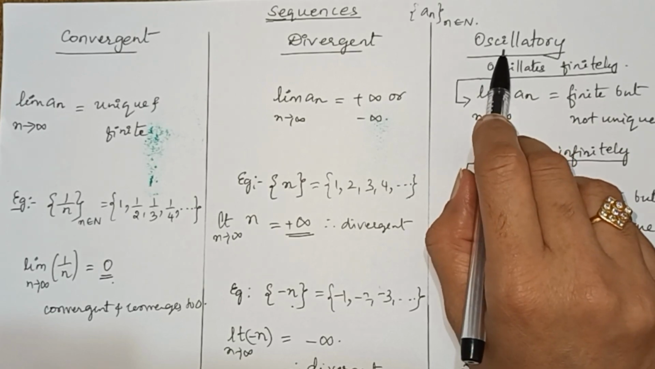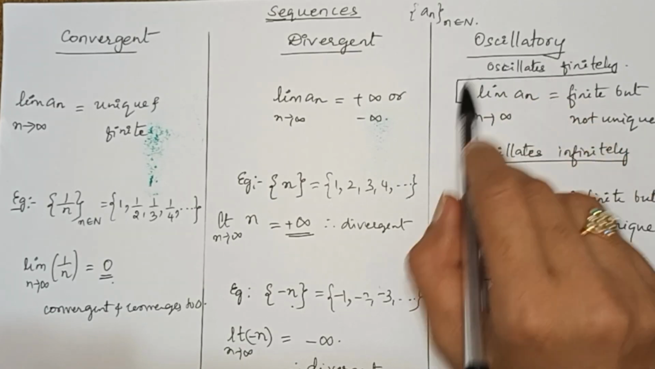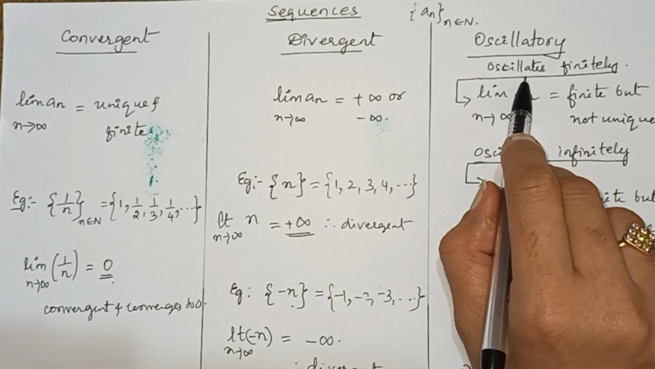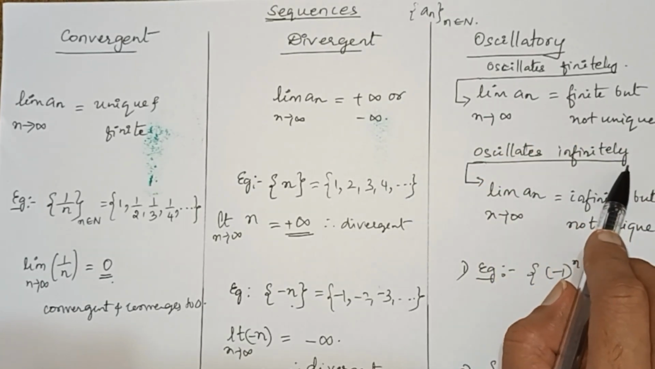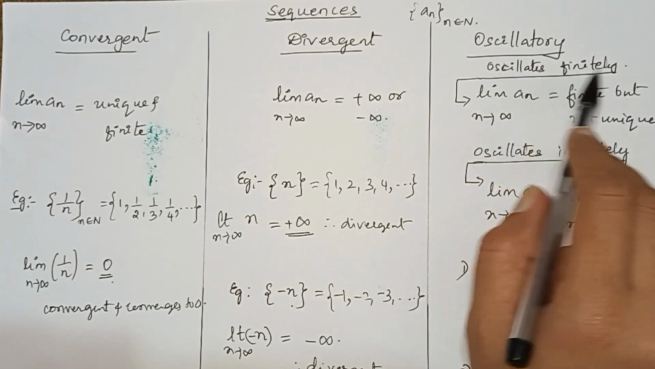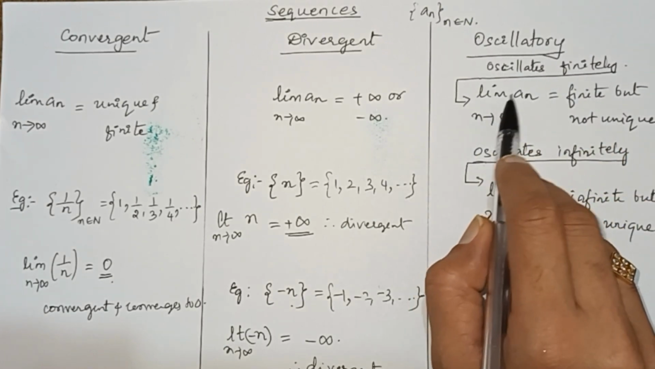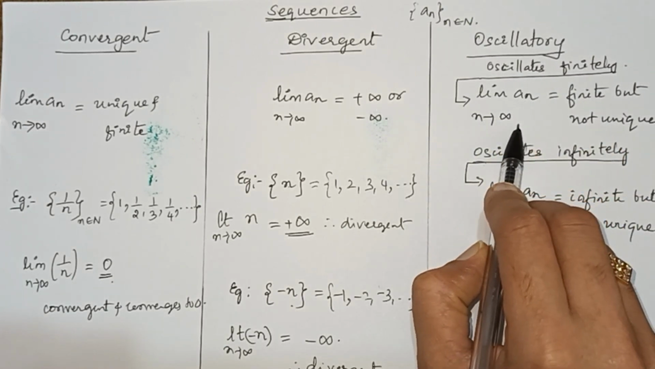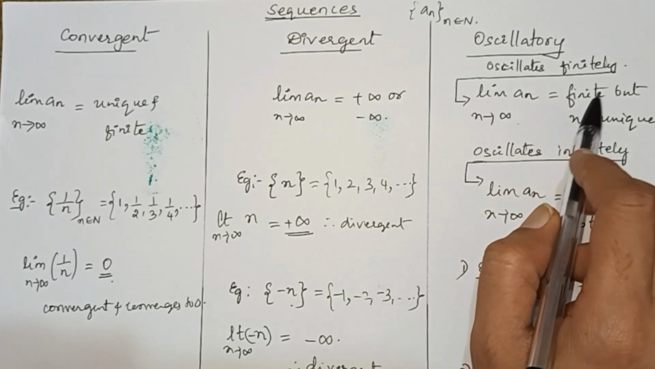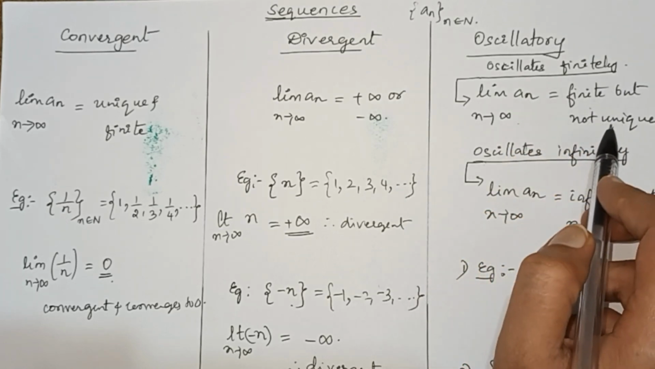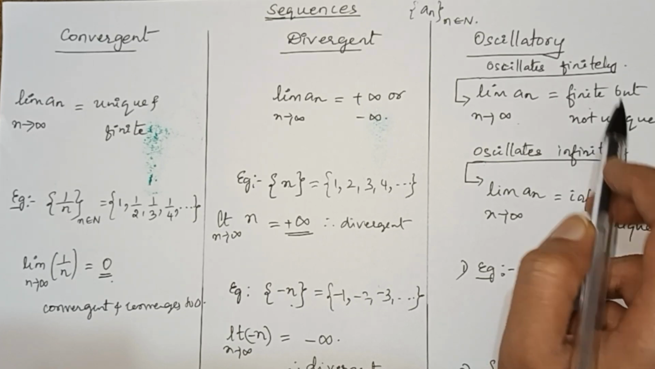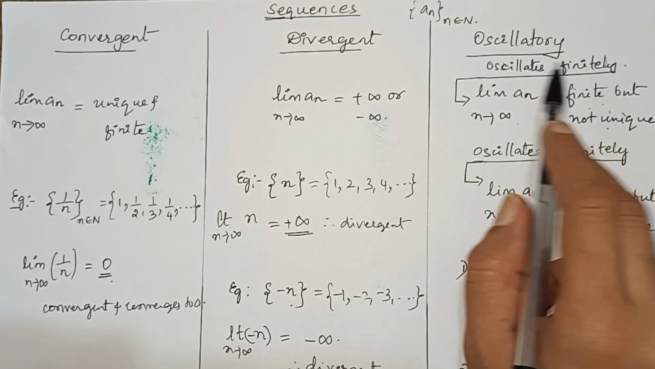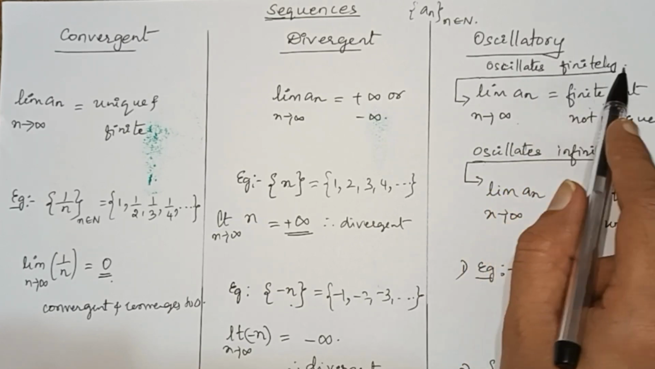Now, for an oscillatory sequence, there are two categories. The sequence may oscillate finitely or the sequence may oscillate infinitely. For an oscillatory sequence, you have to find the limiting value of the nth term. You may get it as finite, but it is not unique. You may get more than one value for the limiting value of the nth term. In that case, we say that the given sequence oscillates finitely.